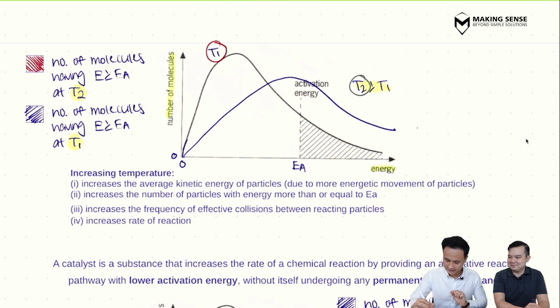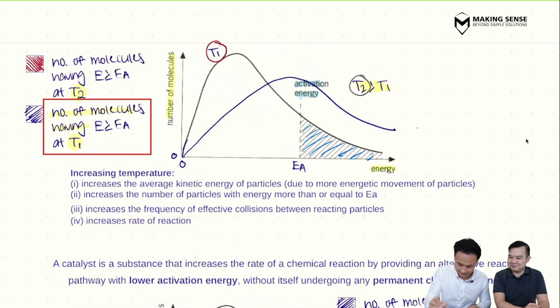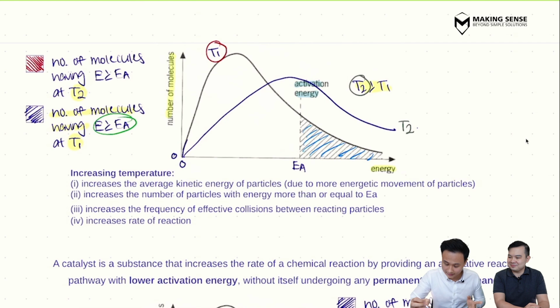So again, let's focus on the activation energy point. For a temperature of T1, the area is just here. So all of this area is the number of particles or number of molecules having energy greater than the EA. All right. Now I can do the same thing for T2. Now bear in mind, T2 is a higher temperature. So again, the area will now be larger, and I'll shade it in this way.